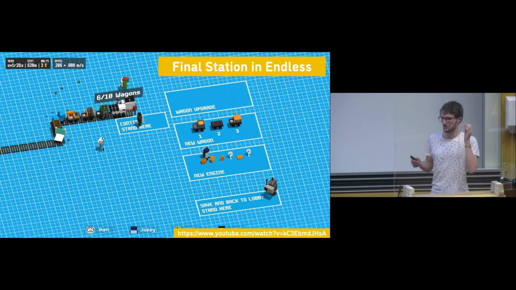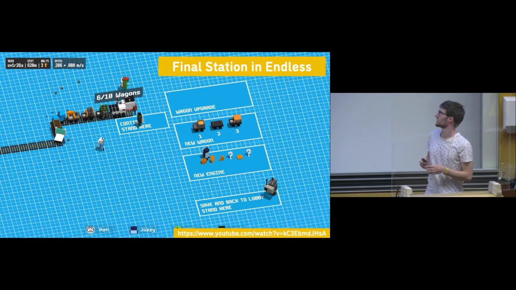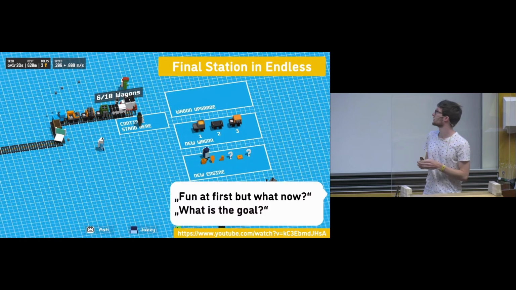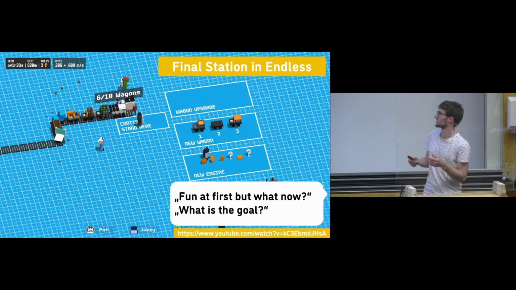And we also added some more features, but we don't want to get too much into detail. But for example, to add even more on those problems with the goal, we added some terminal station in Endless where people could figure out some secrets.